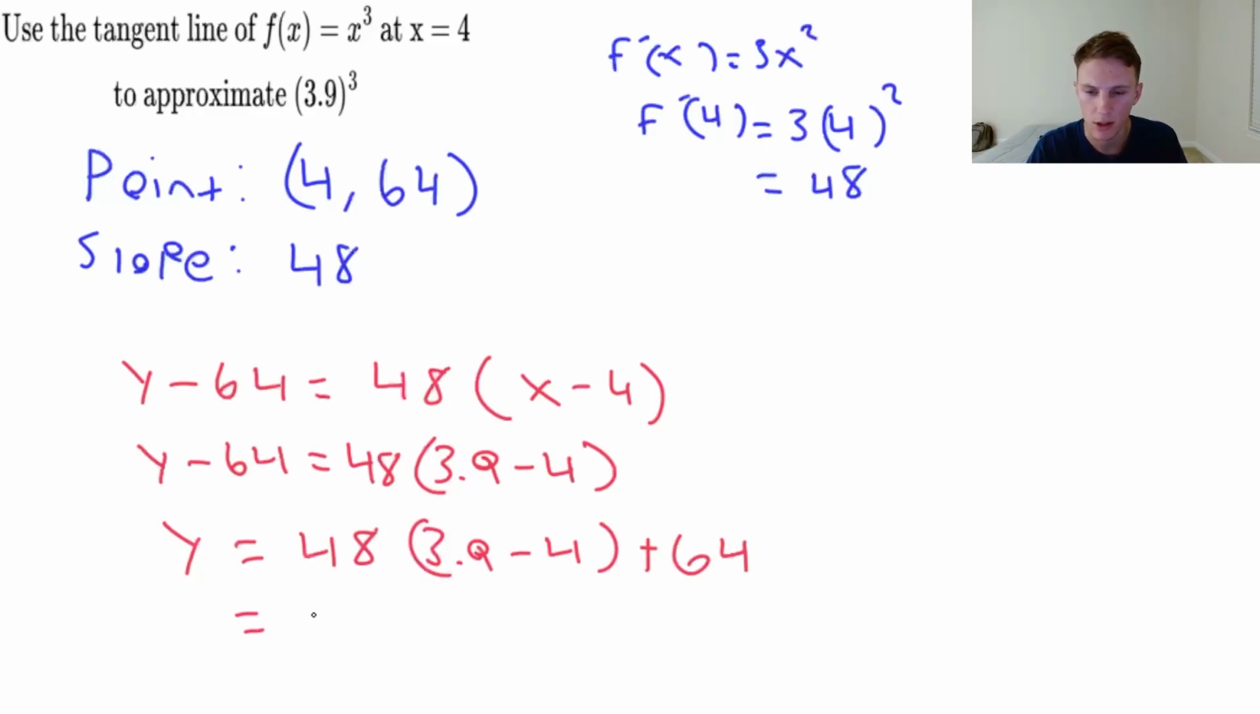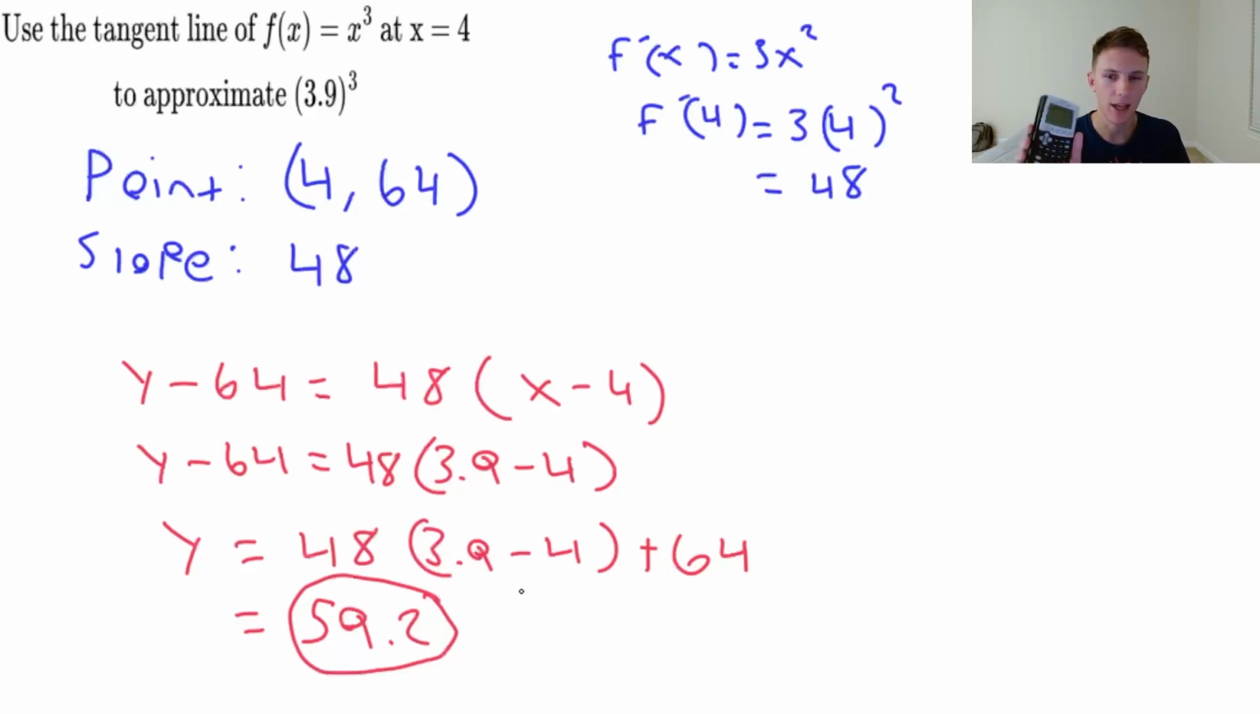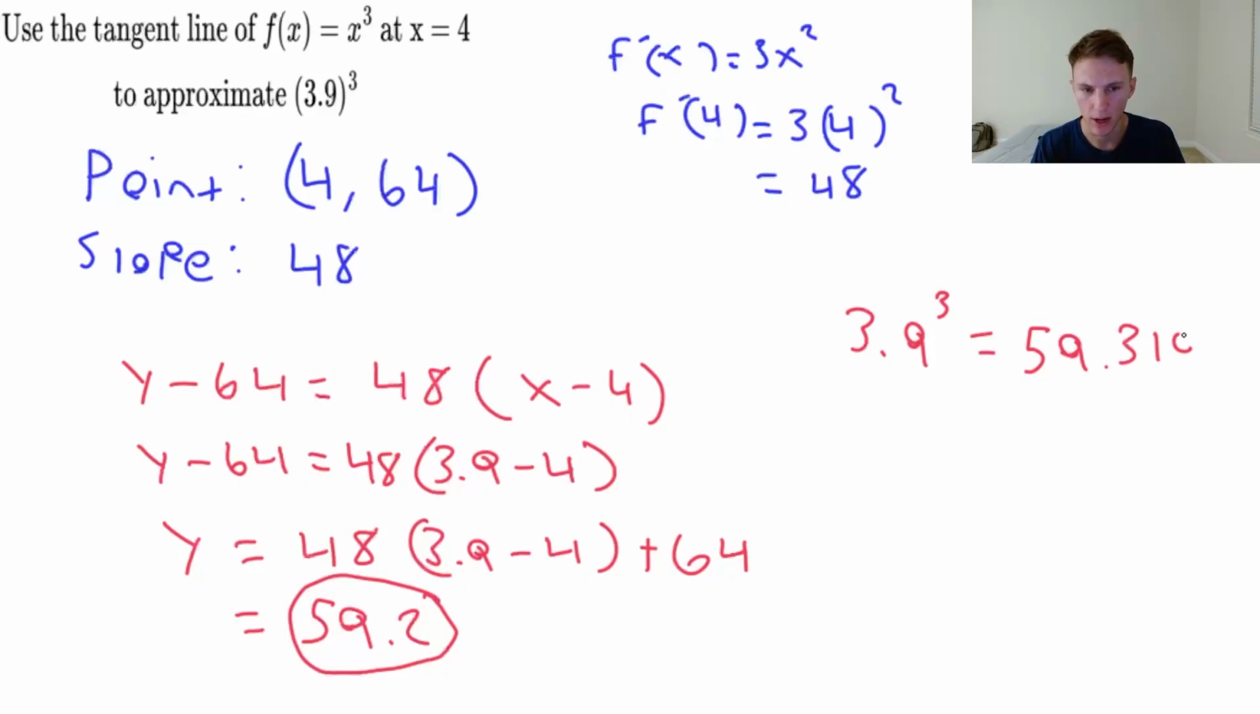You could either work this out by hand, but I'm going to use my calculator. So look, I got it right here. If I type this all in, 48 times 3.9 minus 4 plus 64, it's going to come out to 59.2, which is our answer. And then now, as an experiment, if I type in my calculator 3.9 cubed, the actual value, 3.9 cubed actually equals 59.319. So that shows that our approximation is very close.